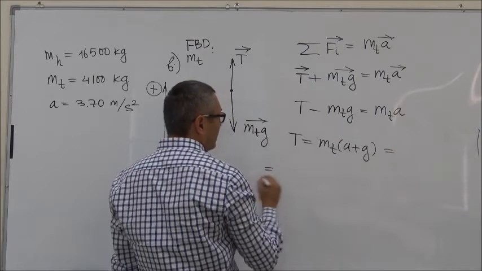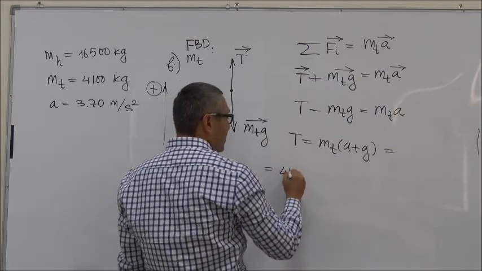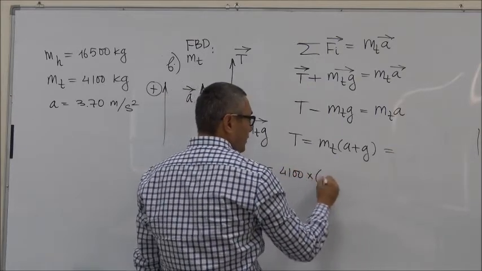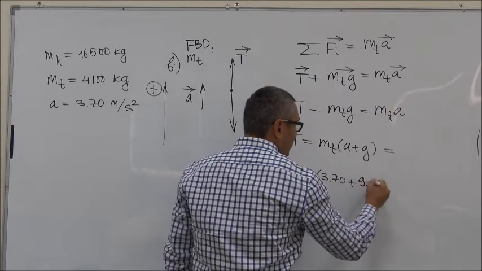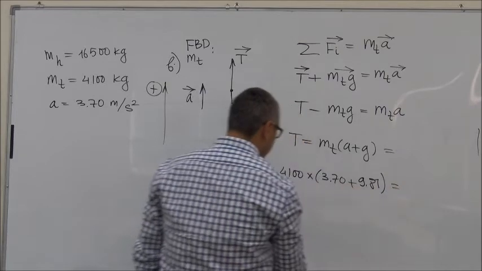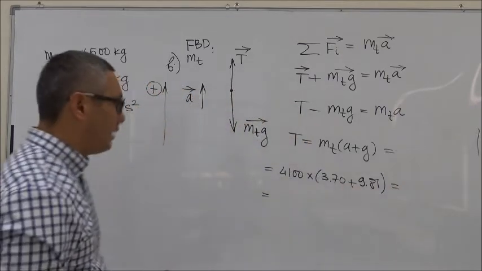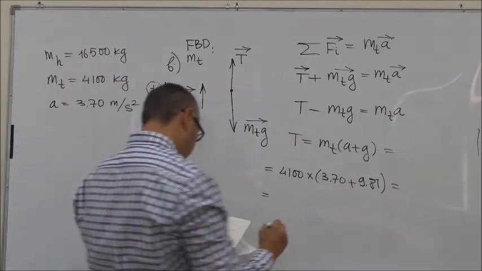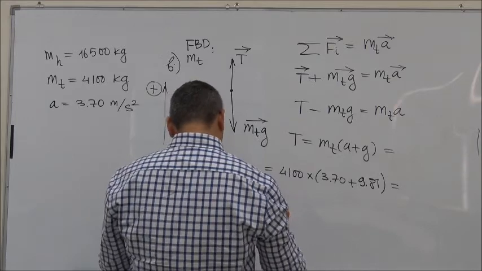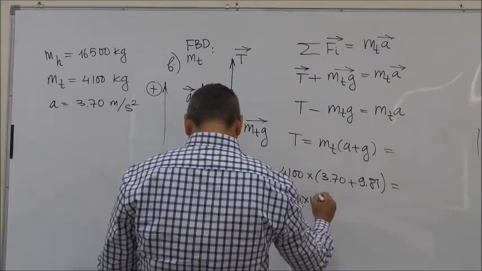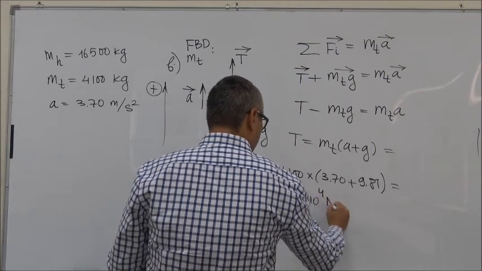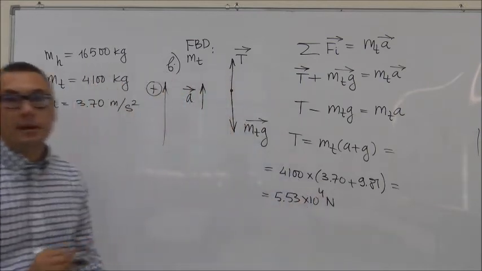And this gives us, the mass of the truck is 4,100 kilograms. Acceleration is 3.70 plus 9.81. And if you do the math, this should give you 5.53 times 10 to the power 4 newtons. That's it.